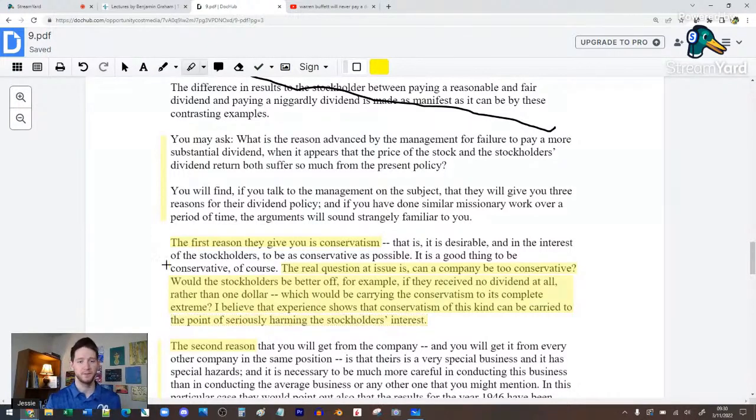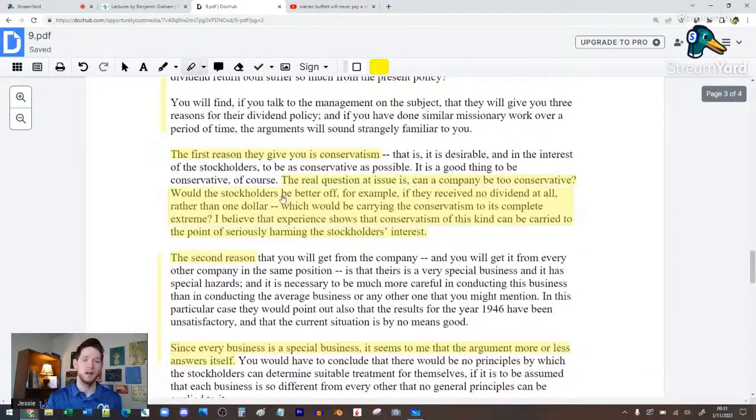So it seems to be the same 3 reasons that New Amsterdam Casualty gives you is the same 3 reasons that all companies give you for their dividend policy. So the first reason why they set it and don't set it enough is for a reason of conservatism. So they believe that it's best to be conservative, retain more money just in case anything bad happens. And the real question at issue is, can a company be too conservative? Would the stockholders be better off, for example, if they received no dividend at all rather than $1, which would be carrying the conservatism to its complete extreme?